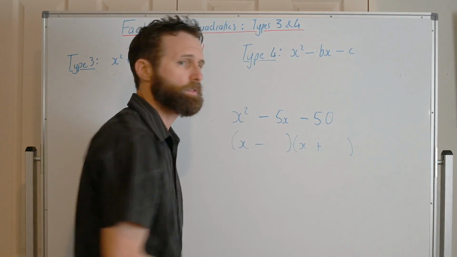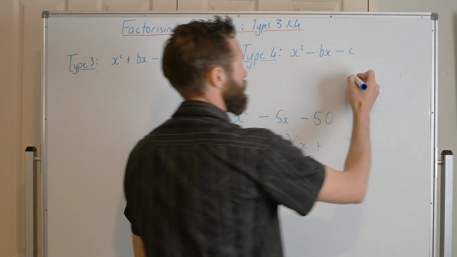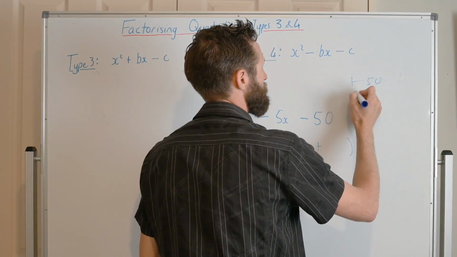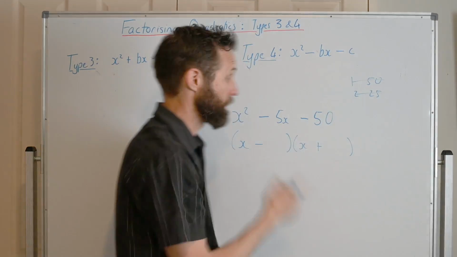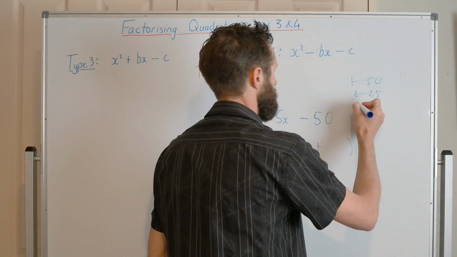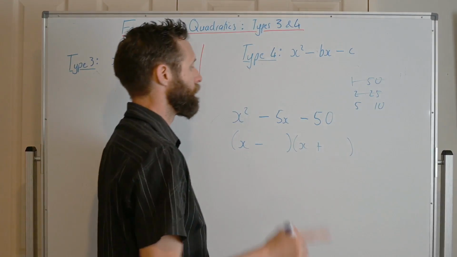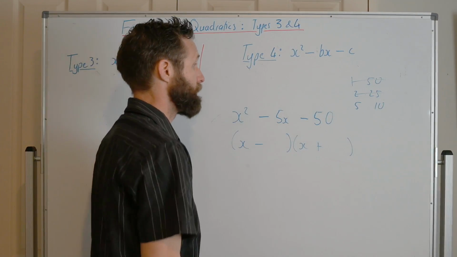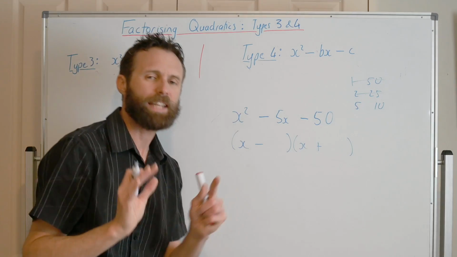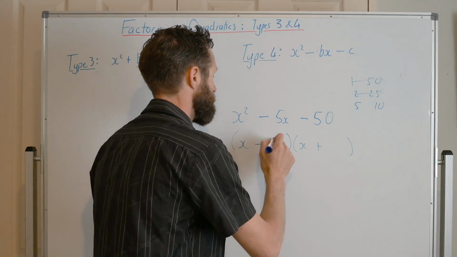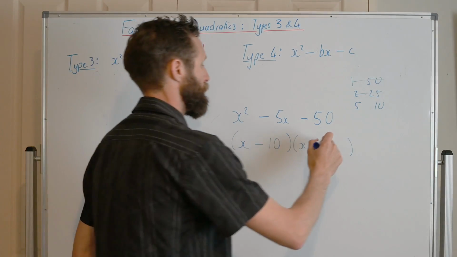We need factors of 50 that have a difference of 5. Well, we've got 1 and 50, and we've got 2 and 25, and there's definitely not a difference of 5. No, we don't have 3. Do we have 4? We've got 5 and 10. Yes, there's a difference of 5 there. Since we've got a negative, that tells us that the bigger factor is going to be negative. And then we've got a positive 5 here.